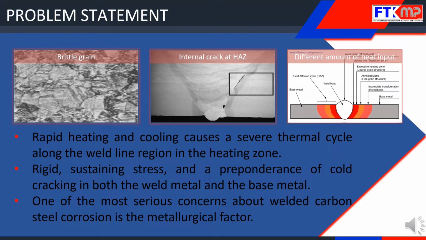And one of the most serious concerns about welded carbon steel corrosion is the metallurgical factor. These changes to the component's properties are normally undesirable and they ultimately result in the component's weakest point. Microstructural changes, for instance, can lead to residual stress, reduction in material strength, an increase in brittleness, lower resistance to corrosion, and cracking.